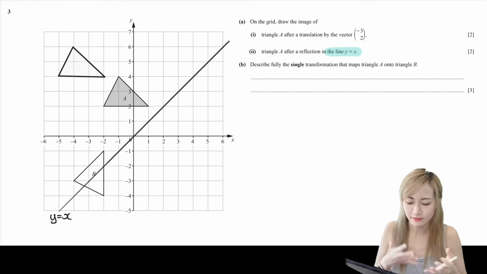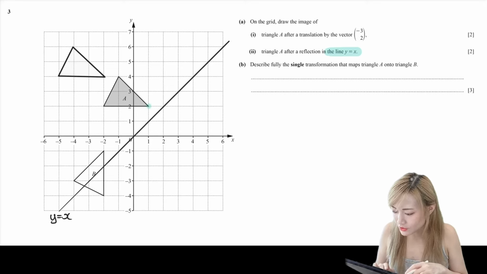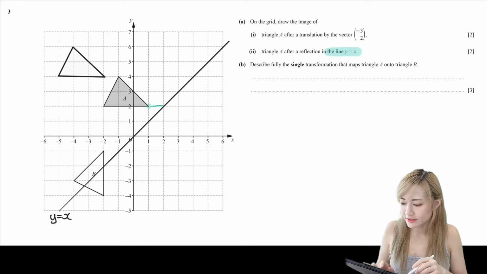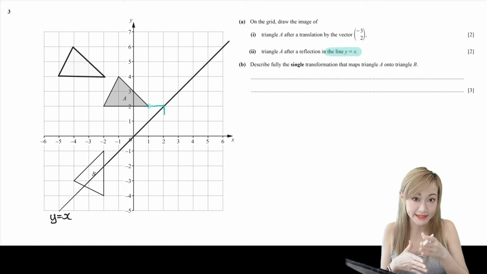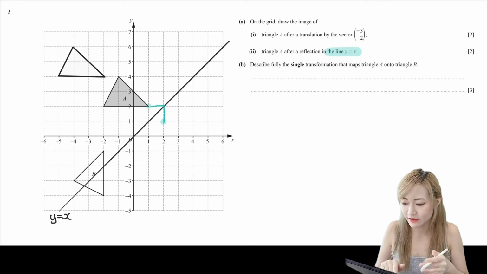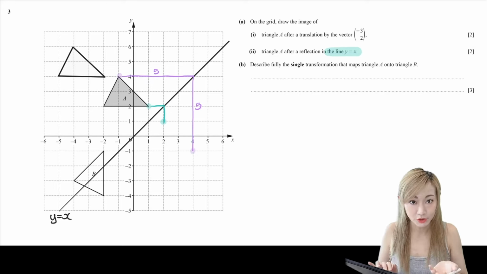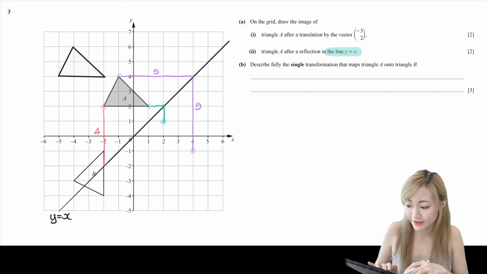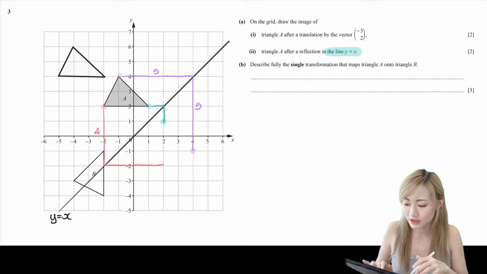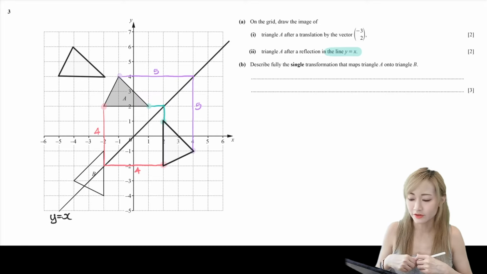In terms of counting the blocks, if we take this point on the triangle, it is 1 space to the right from the line, so we go 1 space down across from the line, which is a different direction, so the new point is there. And for this point, it's 5 spaces across to get to the line, so we go 5 spaces down to get to its new position. And for the last one, we go 4 spaces down and then 4 spaces across to get to the new position. And there is our new reflected triangle.